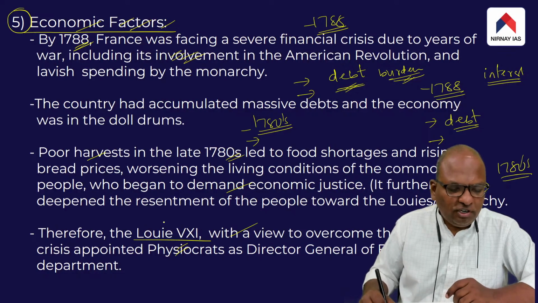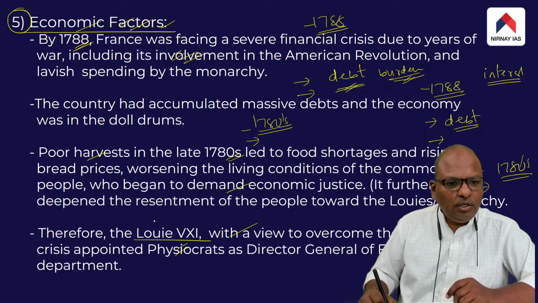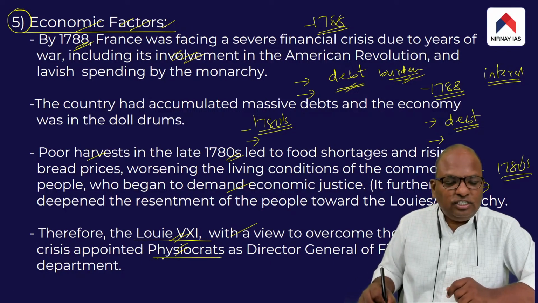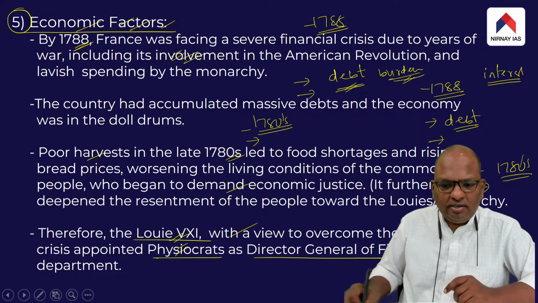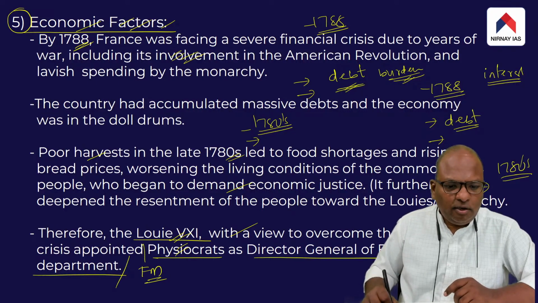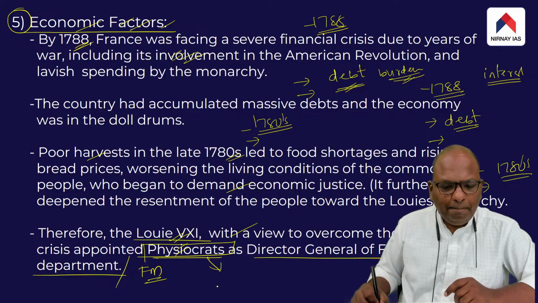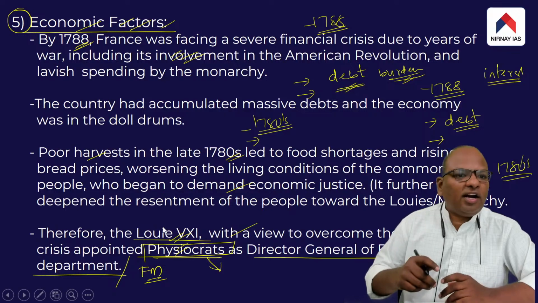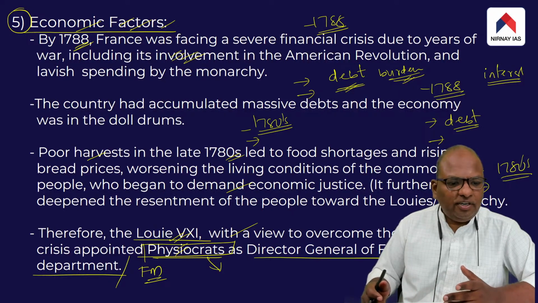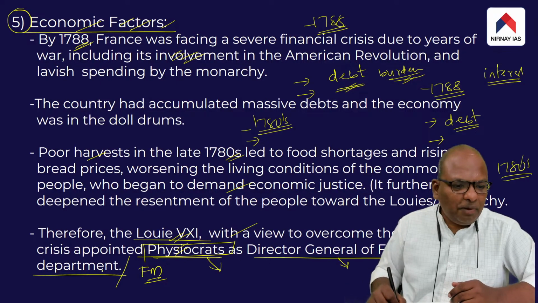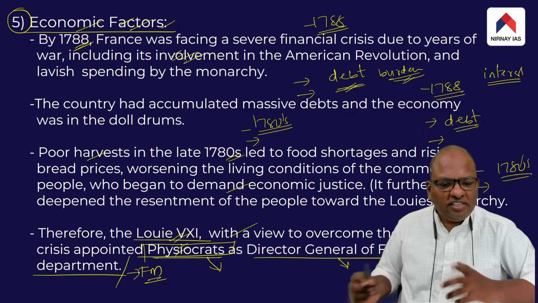And therefore, because of the economic troubles, Louis XVI, I just told you, happened to be the king of France at the time of the French Revolution. So to overcome the economic problems, Louis XVI began appointing the physiocrats as the finance ministers, or the Director General of the finance department. Physiocrats, I already told you, are basically the economists of France. So with a view to overcome the economic crisis, Louis XVI began appointing physiocrats as Director General of Finance. Otherwise, you can call them the finance ministers.